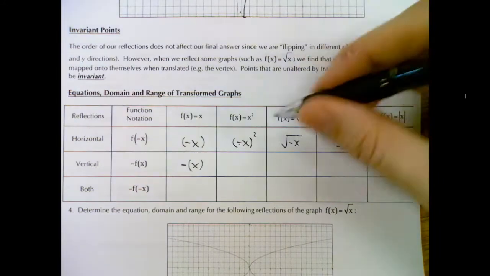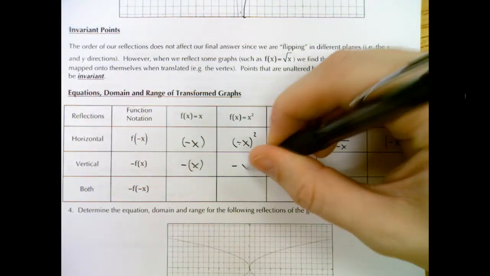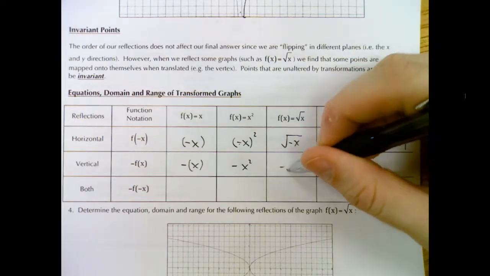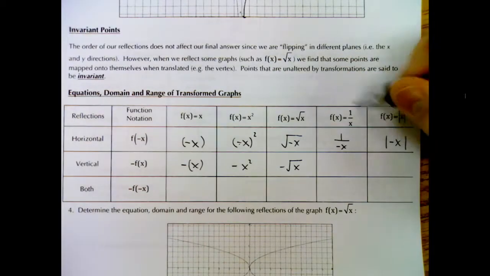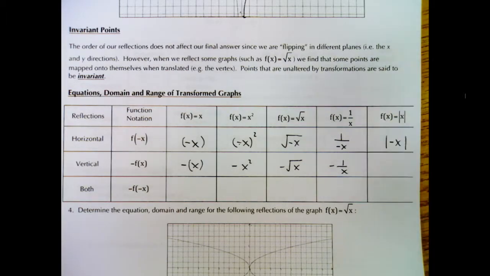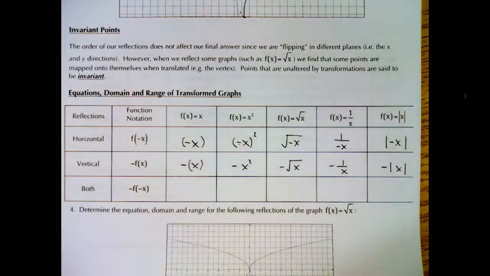For vertical, if we're acting on x squared, outside the x squared, it would look like this, in front of the x squared. For the root, it would be in front of the root. For the rational, it would be in front of the fraction, or on top. And for the absolute value, it would be in front of the absolute value. So the reflections, the negatives would be in front.